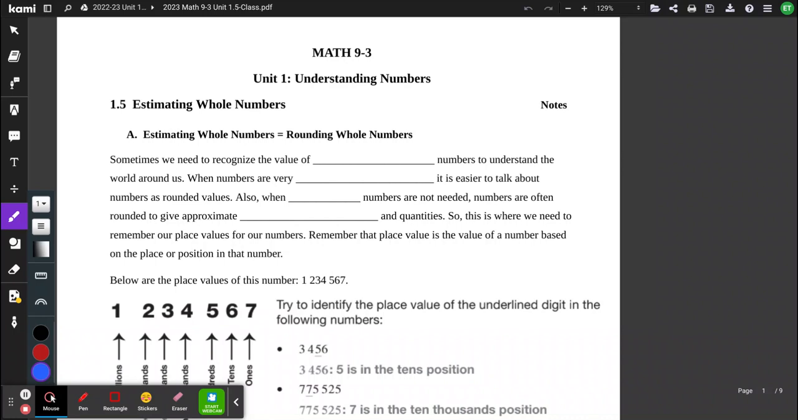Okay, welcome to lesson 1.5. We're going to be estimating whole numbers, which means we're going to be rounding whole numbers.